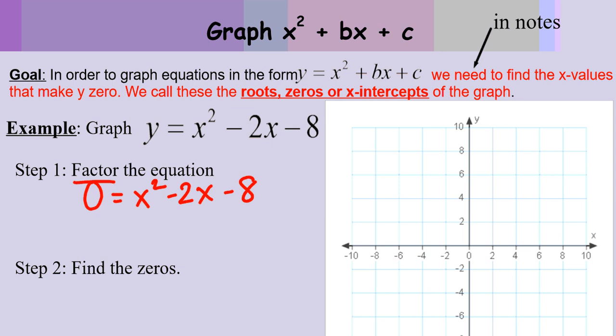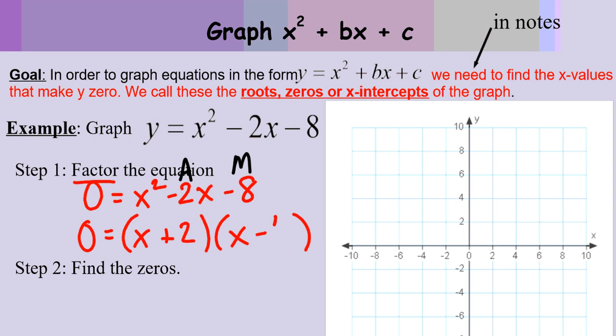I need two numbers that will multiply to make negative 8 and add up to be negative 2. If it multiplies to be a negative, I know one of them is positive and one of them is negative. And the bigger number needs to be negative because they have to add up to be a negative 2. So you can play, it's either going to be a 1 and an 8 or a 2 and a 4 with opposite signs, and it turns out it's going to be a positive 2 and a negative 4. Those are your factors, but those are not your x-intercepts. Those are just the factors. So step 1 is factor it.